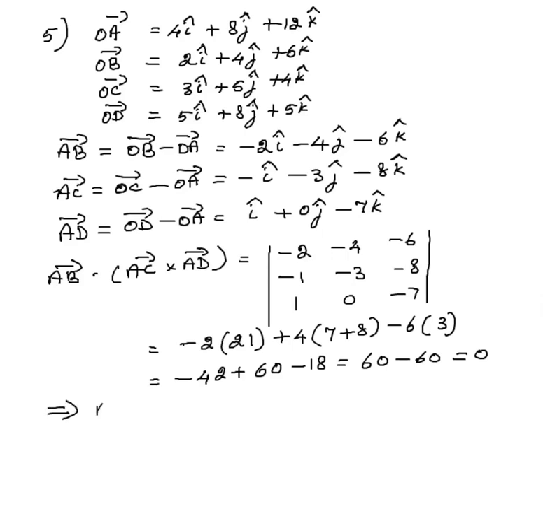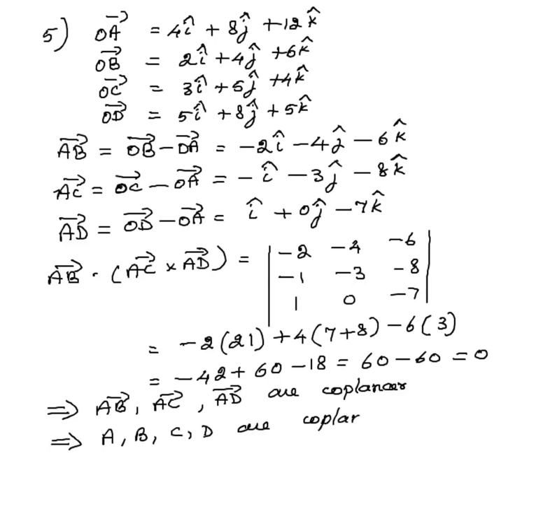Therefore, vector AB, vector AC, vector AD are coplanar. If these three vectors are coplanar, the given 4 points are coplanar. Proving the coplanarity of 4 points is an important question.